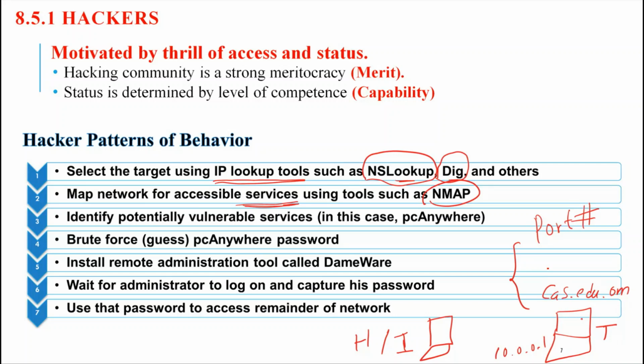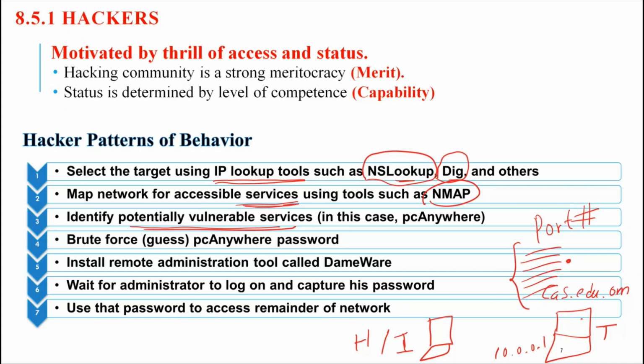Then the third step is to identify potentially vulnerable services. Now there are a lot of port numbers open here. So which one is going to be a vulnerable port number? Now I found one port number that is vulnerable. So the next step is finding the vulnerable services in this particular target.